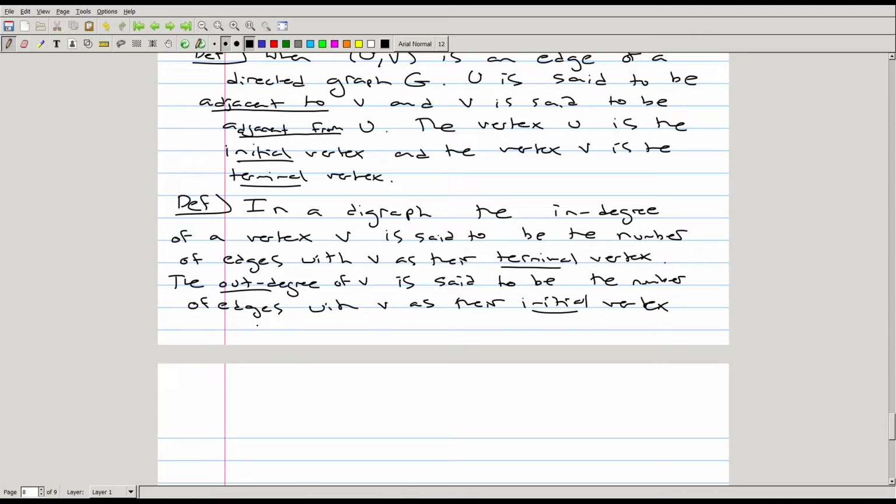And these are denoted as follows. We see that the degree with a minus sign is the in degree, and the degree with the plus sign next to it is the out degree.